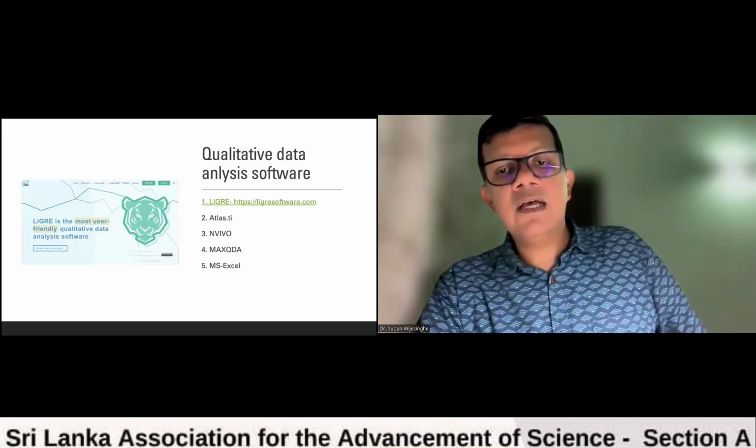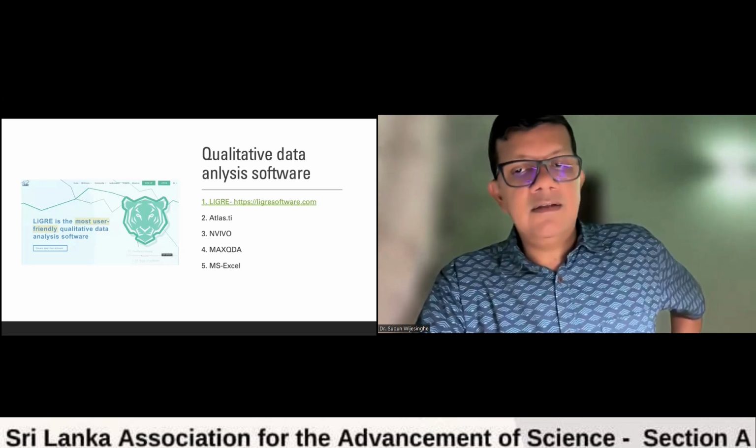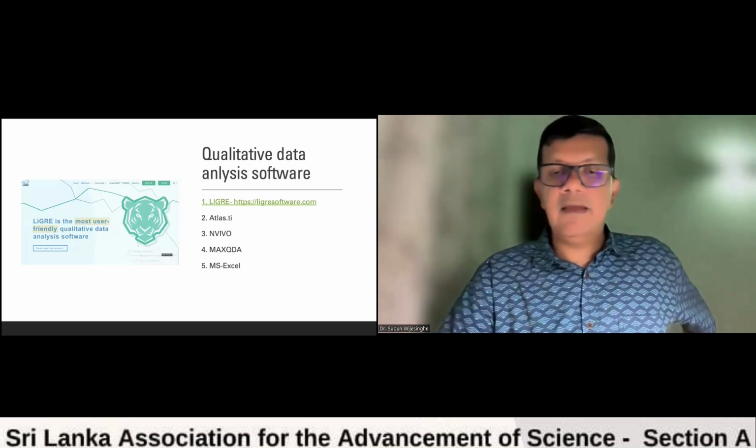More expensive ones are Atlas.ti, NVivo, MAXQDA, and Microsoft Excel. Of course, the basic one. You enter your data using.